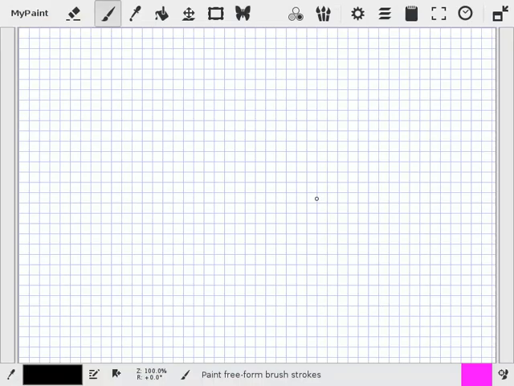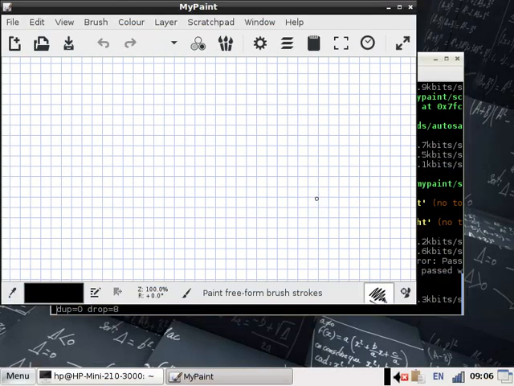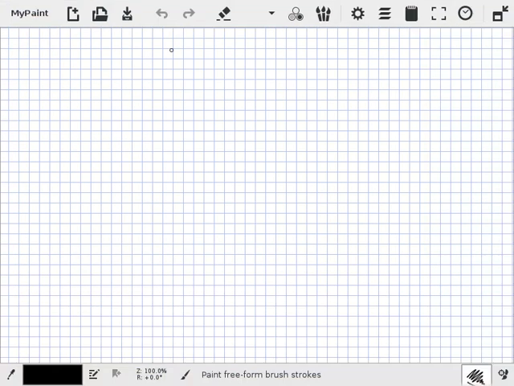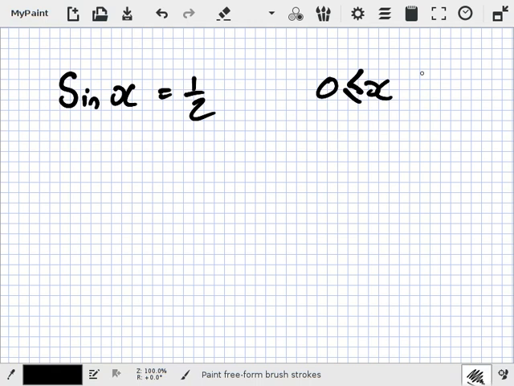Let's start with something simple to begin with. So let's suppose I have something like sine x equals a half, and x is between 0 and 360 degrees. So what I'm looking for here is the x that would make this true. So the sine of some angle will be a half.